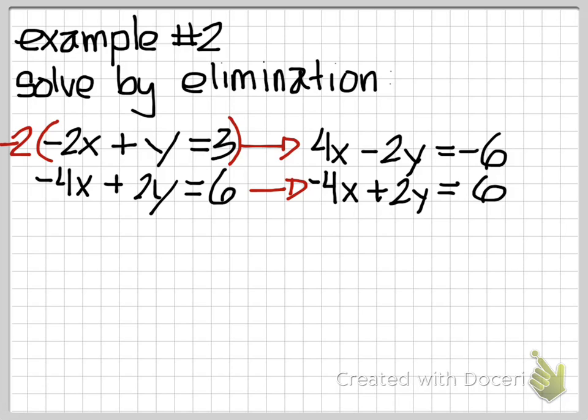In this situation, when I try to add these equations, I get 0 plus 0 equals 0. Whenever you have the situation where 0 equals 0 and your variables disappear altogether, it's because you have an infinite number of solutions.